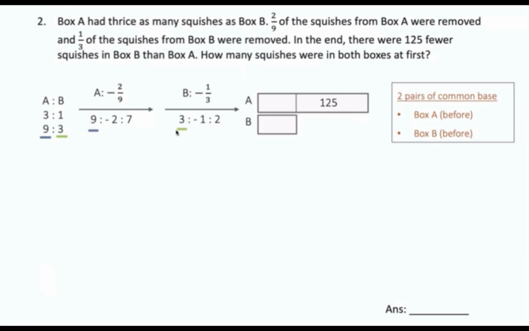Okay. Step 3, look for value. 125 is the value. And that is the difference between A in the end and B in the end. A in the end is this number, 7 units. B in the end is this number, 2 units. So the difference is 5 units. So 125 is 5 units.